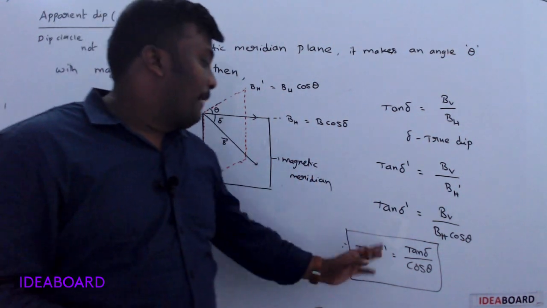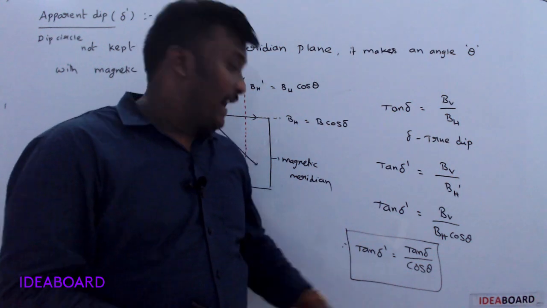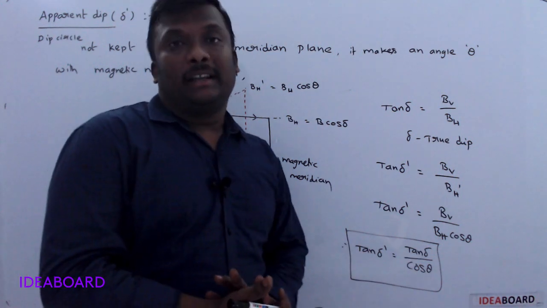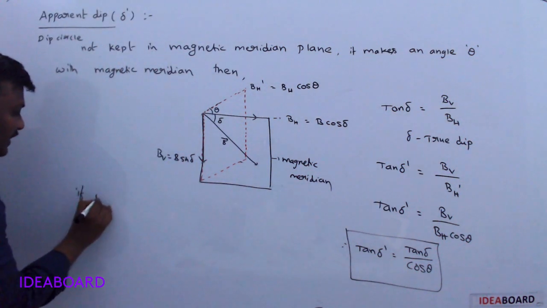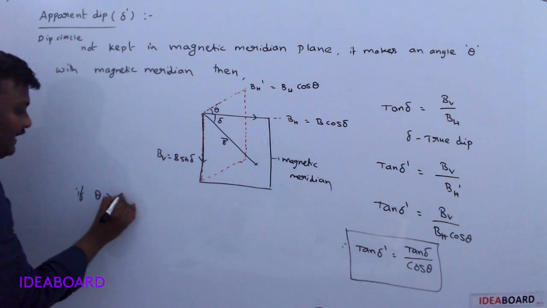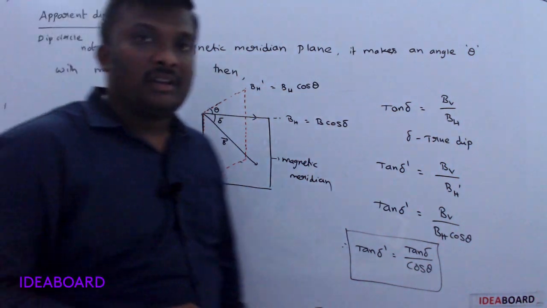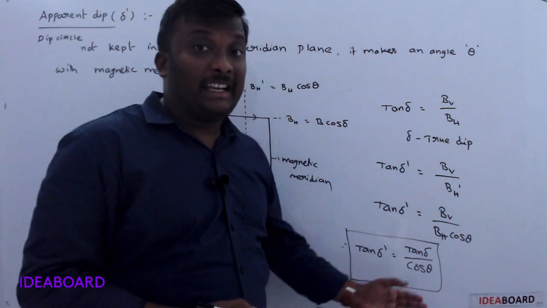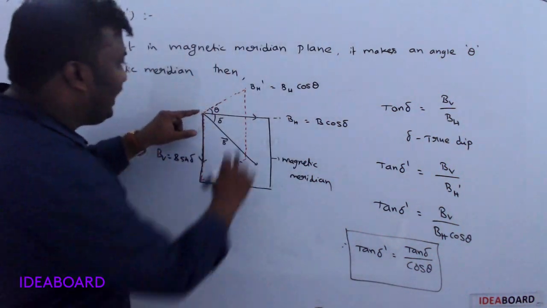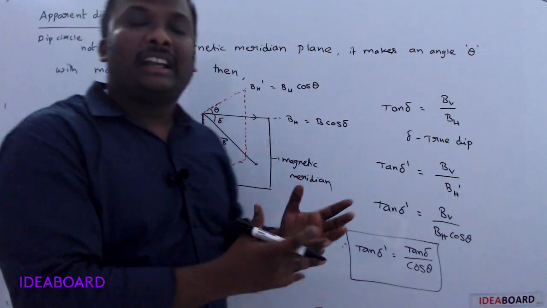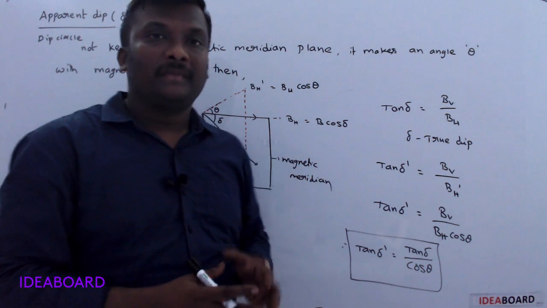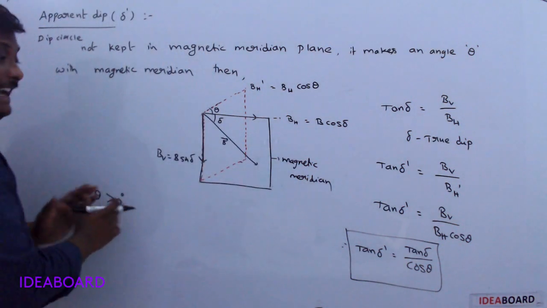Okay. Now, what happens to this delta dash value with respect to the dip angle? Let us see. If theta is greater than 0. Sir, why do you take that one? If theta is 0, what happens? If theta is 0, it is lying in the magnetic meridian plane, na? Then delta dash becomes equal to delta. That's why we take theta greater than 0.